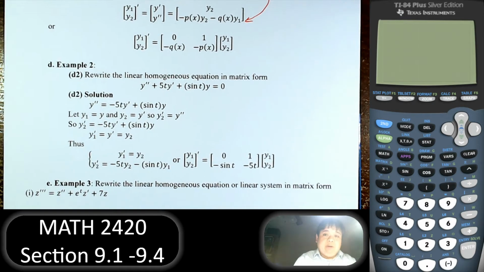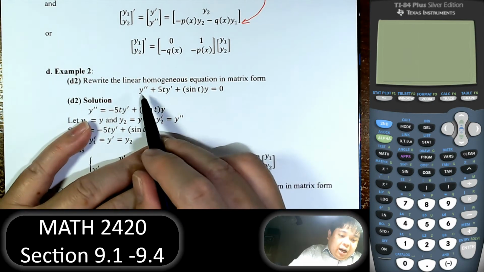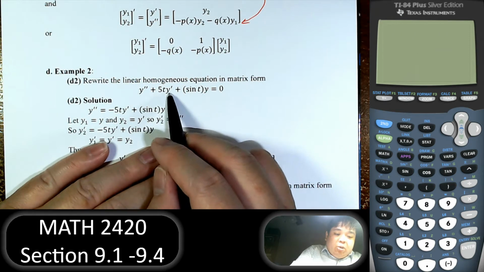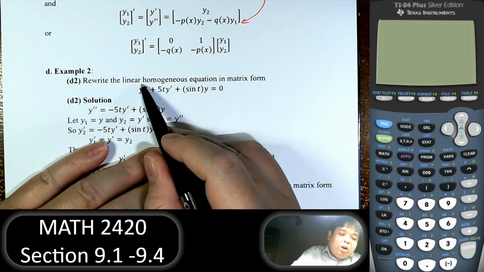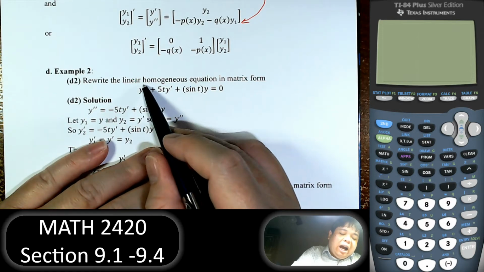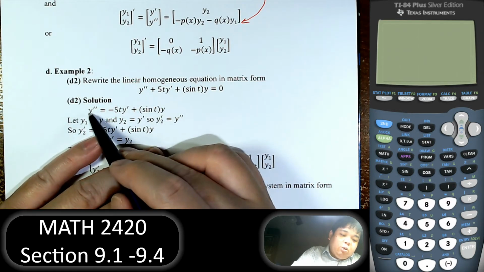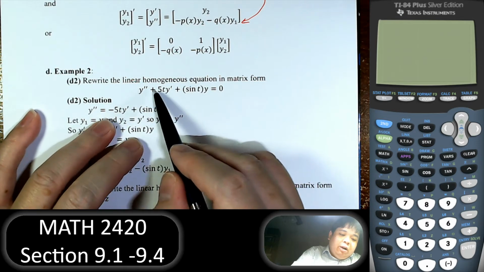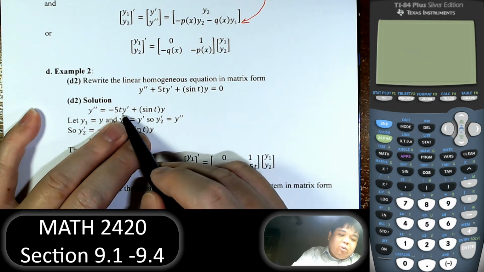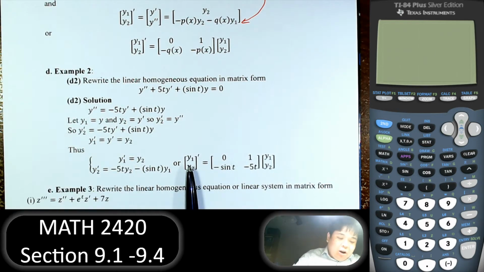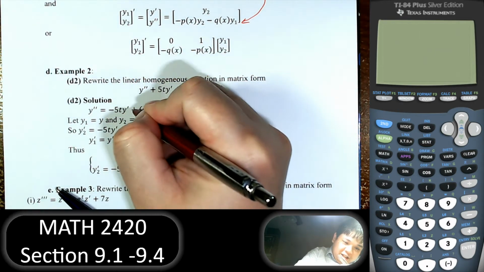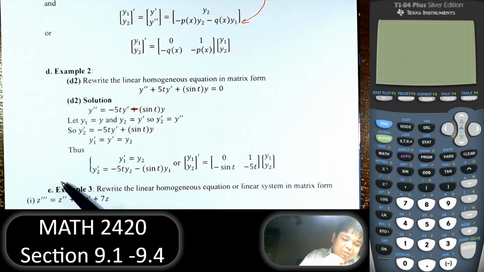Right, let's see how it works. We have a few examples here. Y double prime plus 5t y prime plus sine t of y equal to 0. First, solve for the highest order of derivative. Y double prime equal to, move that to the other side, minus 5ty, and move the sine t to the other side. I forgot to do that, so that should be minus.